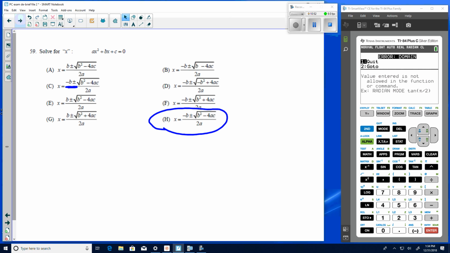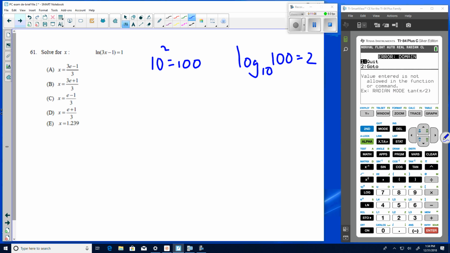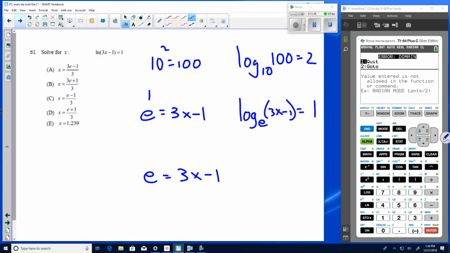Algebra 1. 60 we already did. Here's 61. This is a log expression, and again, I'll use my translation key here. 10 squared is 100, translates as log base 10 of 100 is 2. We have a log expression here. We have log base e of 3x minus 1 is equal to 1. Here's the translation. e to the first power is 3x minus 1. Or if you want, e is 3x minus 1. Okay, so we've translated the log to the exponential form.